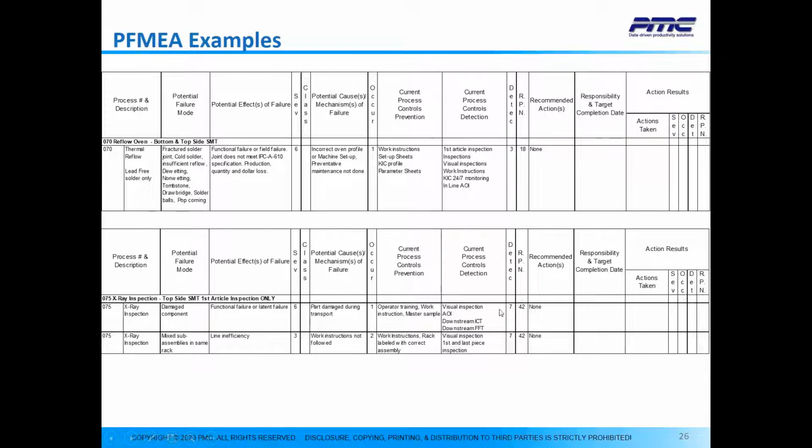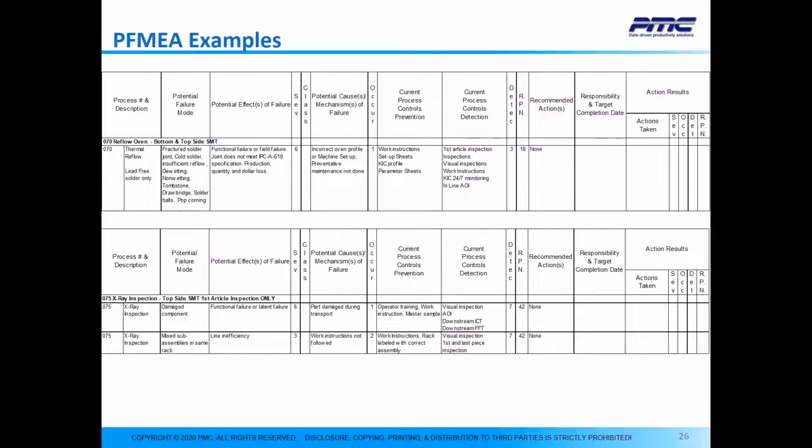And a couple of other things here similar to that. Again, as you see how it's flowing from left to right. And again, because of the RPN being 42, just because the RPN is 42 doesn't mean that we're not taking actions.